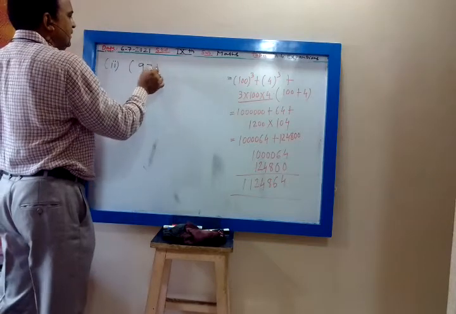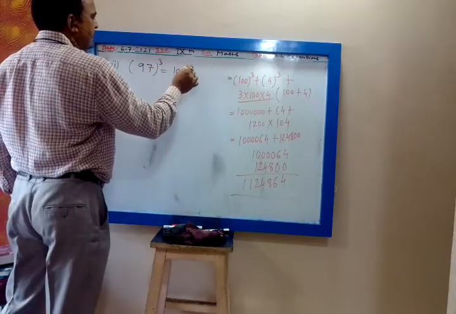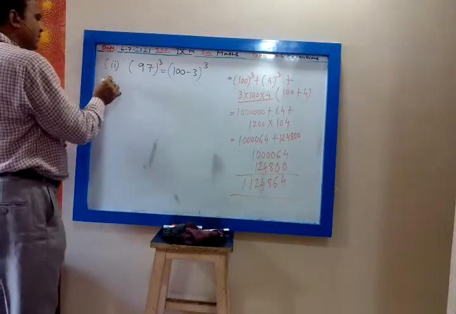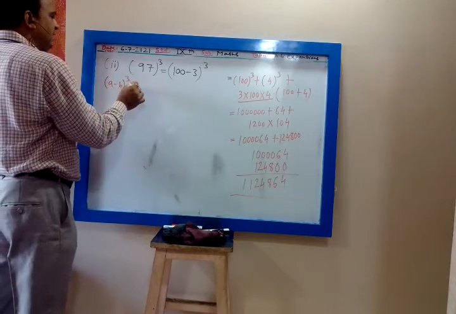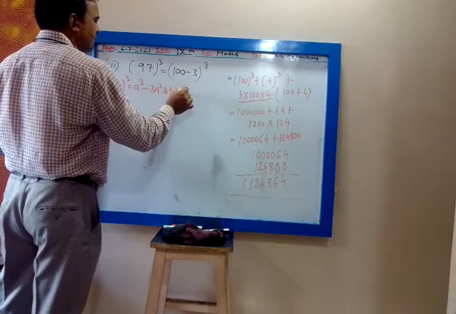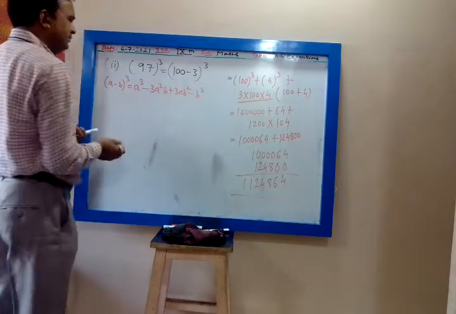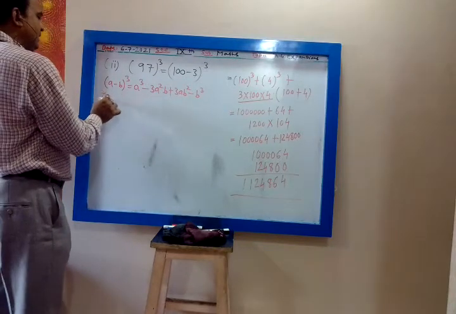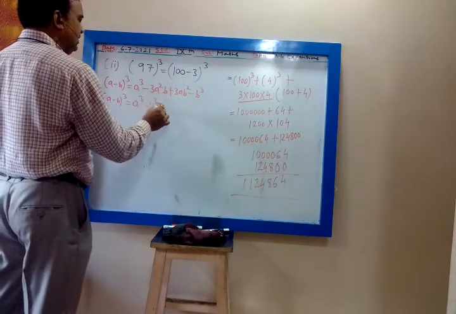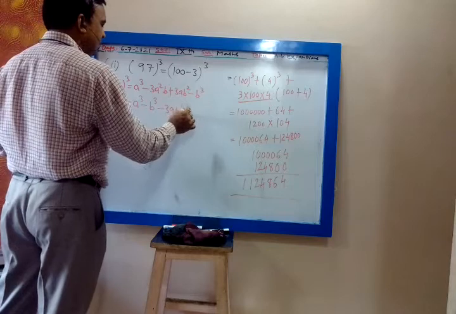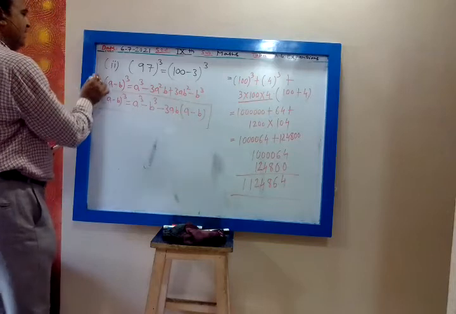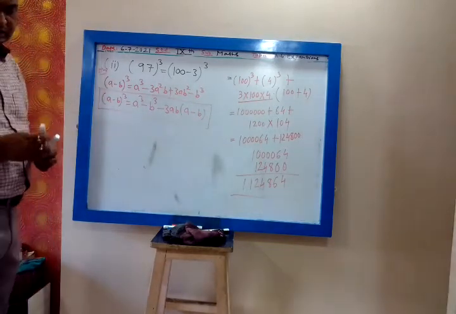Now next is 97 cube. 97 cube is 100 minus 3 whole cube. So now you will use the formula A minus B whole cube, that is A cube minus 3A square B plus 3AB square minus B cube. Use this formula. Or you can write A minus B whole cube as A cube minus B cube minus 3AB into bracket A minus B. Just substitute the values of A and B and get the answer. Further calculation will be homework.